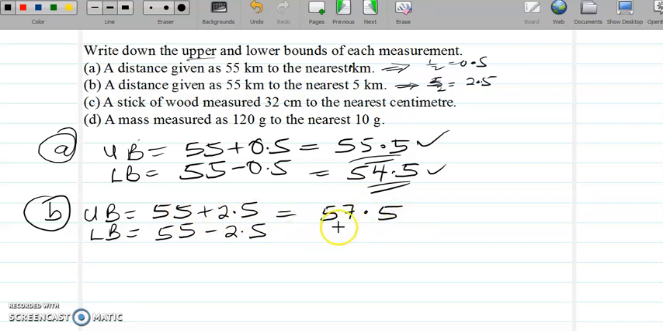57.5. This is the upper boundary. And 55 minus 2.5 gives us 52.5. This is the lower boundary. You see that? So that's how we solve it.